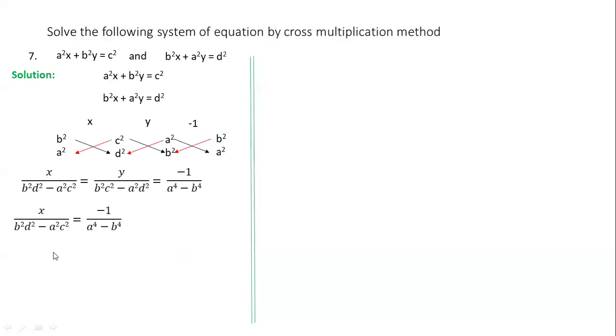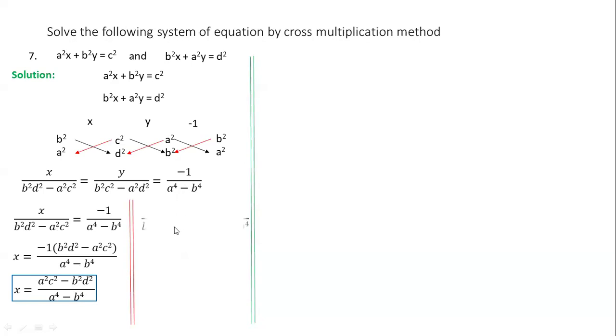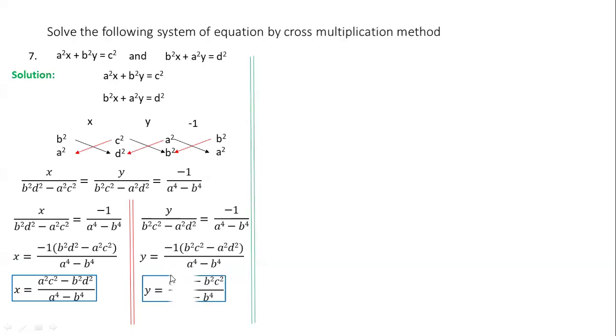Equate the first and the last, it becomes this. Take this bracket this side, minus 1 into b square d square minus a square c square upon a raised to 4 minus b raised to 4. Open the bracket. This becomes positive. a square c square minus b square d square upon a raised to 4 minus b raised to 4. Equate the second and the third. Cross multiply, comes this. So this is your y value. Thing is clear, I think.